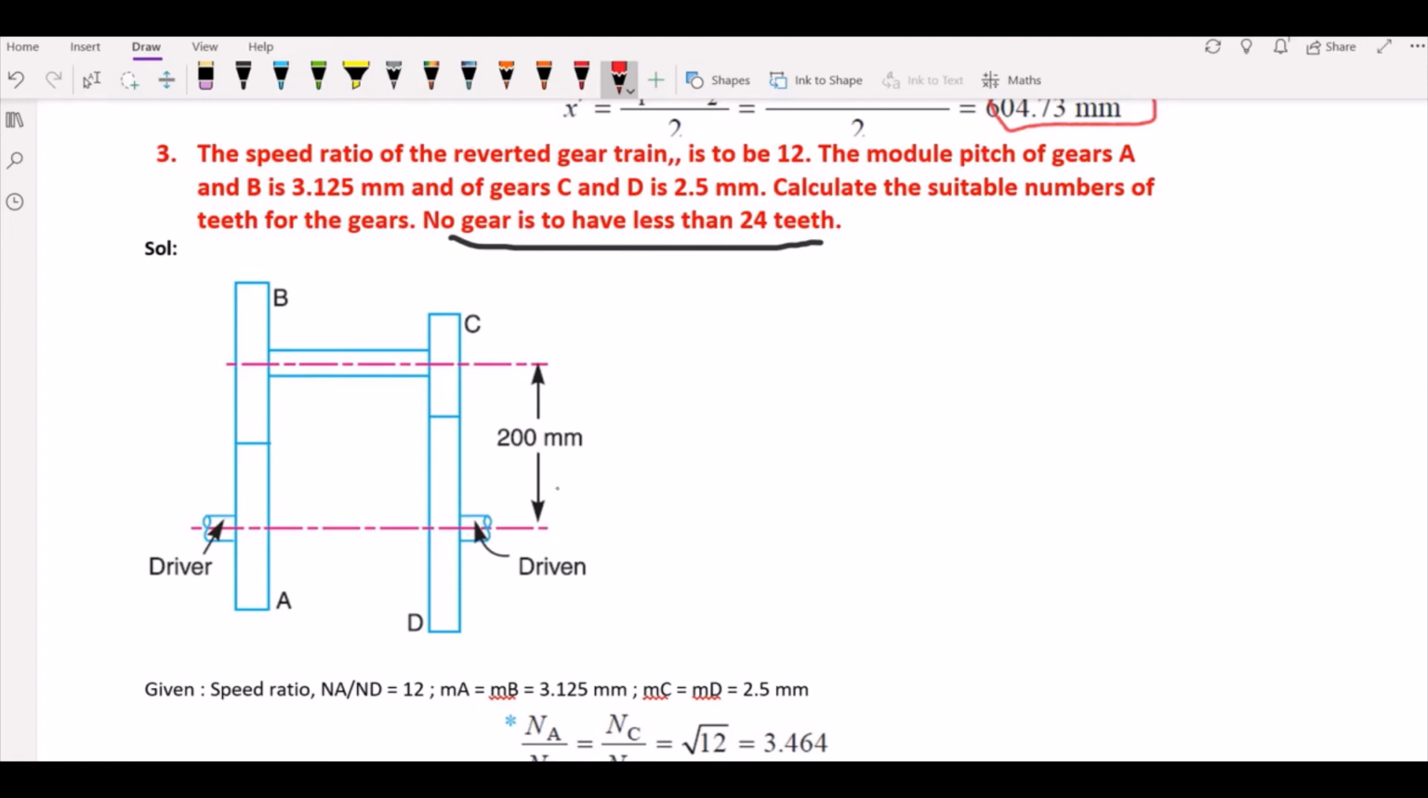You have a distance between these two axes, which is the case of your reverted gear train. Both should be coaxial, driver and driven. This is about 200 mm apart, the gear reduction is given with the speed ratio as 12, and the module ratio MA by MB is equal to 3.125. These are all the given data.